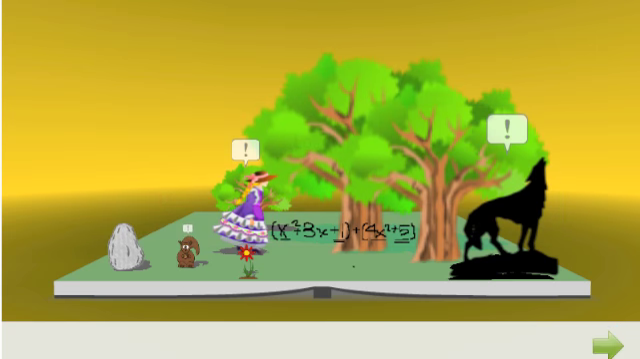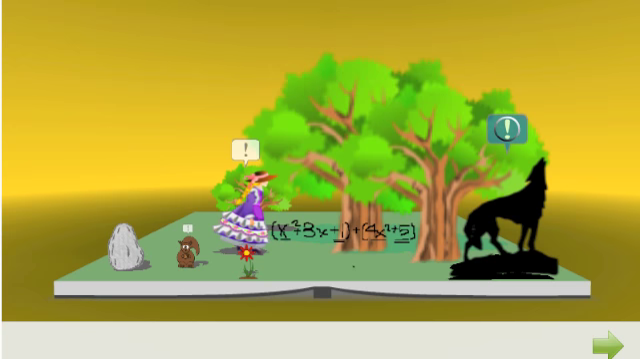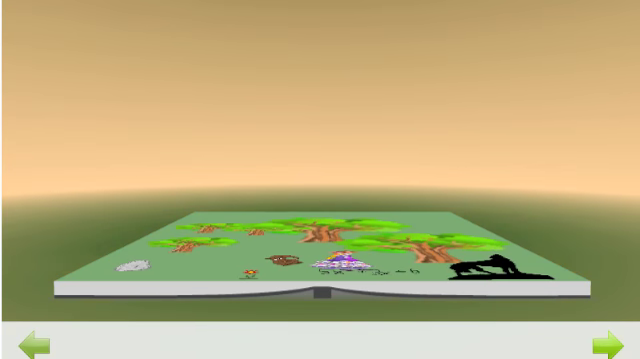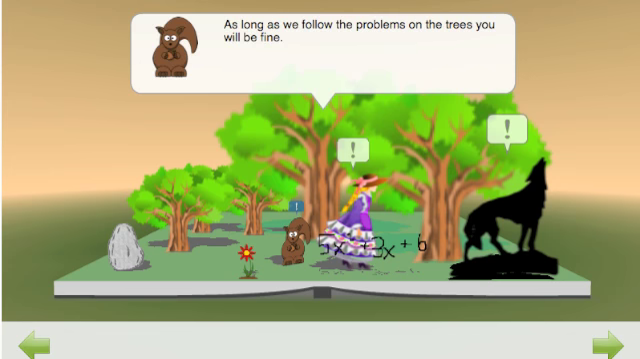Oh no, I'm stuck in the woods. What do I do? Solve the problem on the tree. The first thing you do is underline like terms. The sun is setting and I'm scared of the wolf. As long as we follow the problems on the trees, you will be fine.